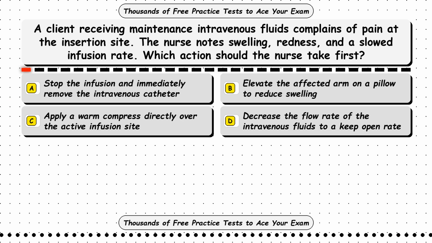Question 122. A client receiving maintenance intravenous fluids complains of pain at the insertion site. The nurse notes swelling, redness, and a slowed infusion rate. Which action should the nurse take first? Option A. Stop the infusion and immediately remove the intravenous catheter. Option B. Elevate the affected arm on a pillow to reduce swelling. Option C. Apply a warm compress directly over the active infusion site. Option D. Decrease the flow rate of the intravenous fluids to a keep open rate.